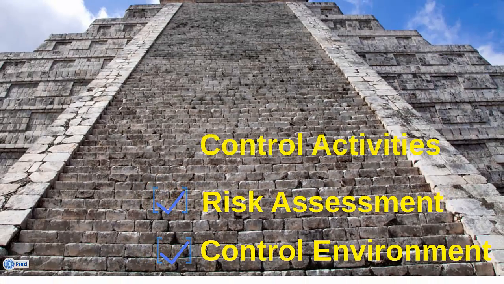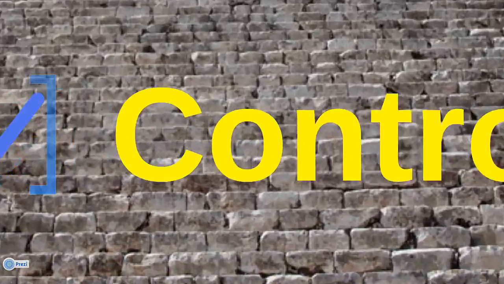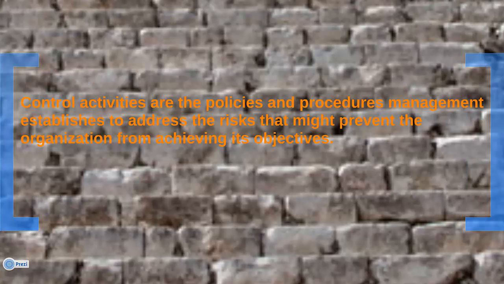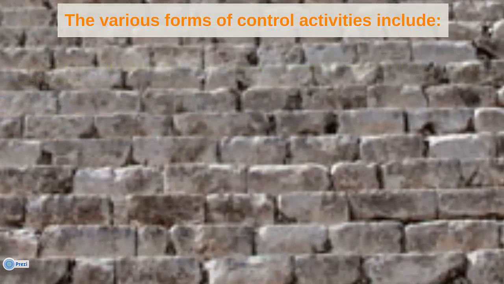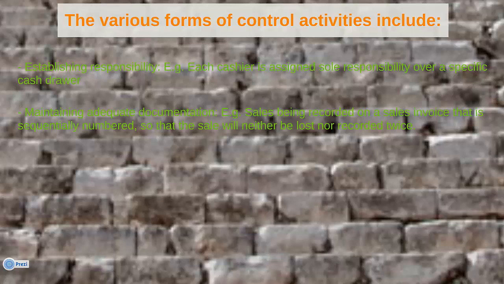The third component is control activities. Control activities are the actions used to manage potential risks that prevent the organization from achieving its objectives. The various forms of control activities include establishing responsibility. This ensures responsibility is clear in an organization. Secondly, maintaining adequate documentation. This involves accounting information being entirely correct for it to be useful and reliable.